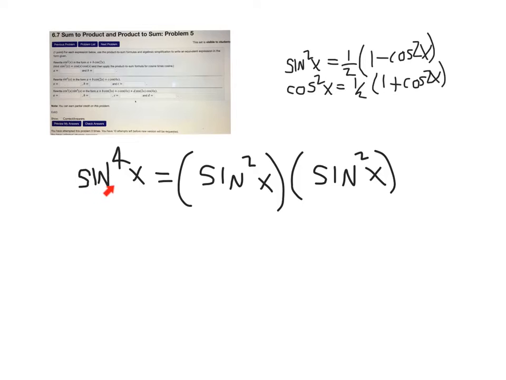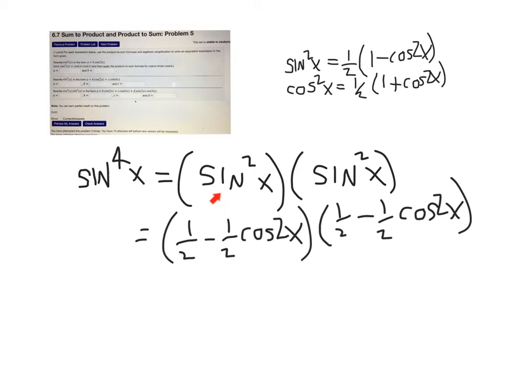Now let's look at sine to the fourth x. That's going to be just sine squared x times sine squared x. And what we're going to do is take this expression up here and replace sine squared x with that in each case. So here I've made that replacement, replacing sine squared x with 1/2 minus 1/2 cosine 2x.